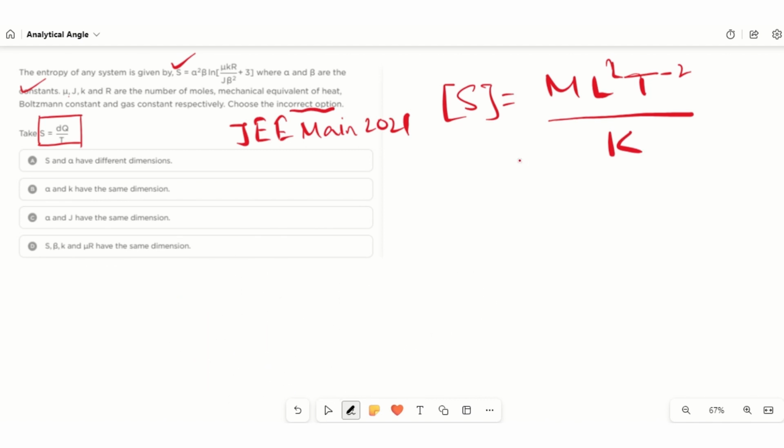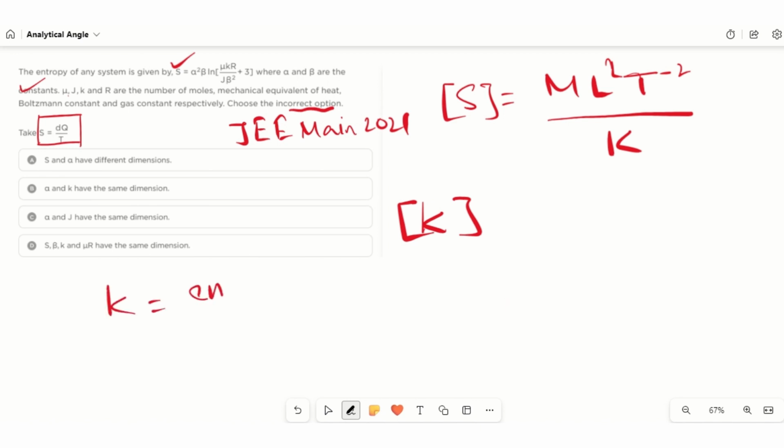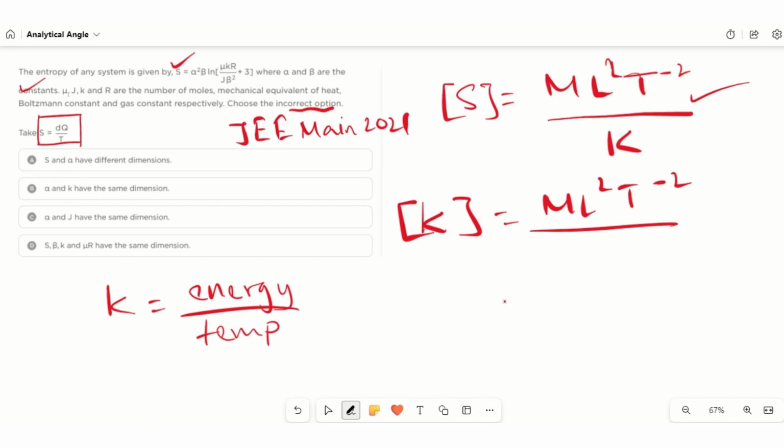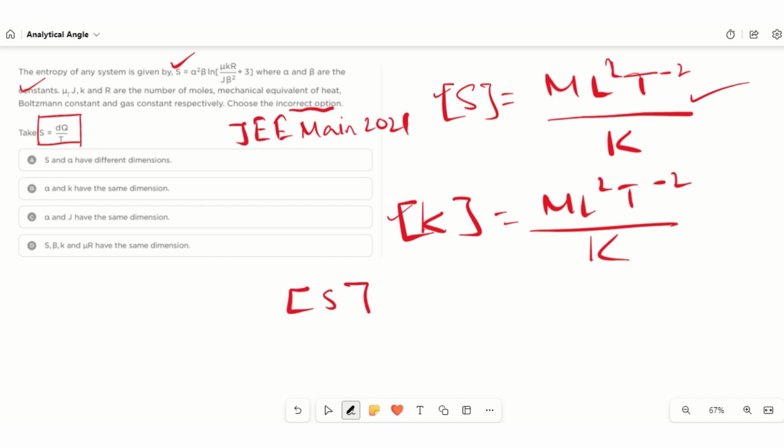Moving on. So next we need to find the dimension of K. K was the Boltzmann constant. So what is K? K is energy by temperature. And what is energy? It's basically the work done. So the dimension should be the same as this one: M L squared T to the power minus 2, and it's temperature, so it's K in the denominator. Notice that the dimension of S and the dimension of K are the same. So dimension of S is equal to dimension of K.